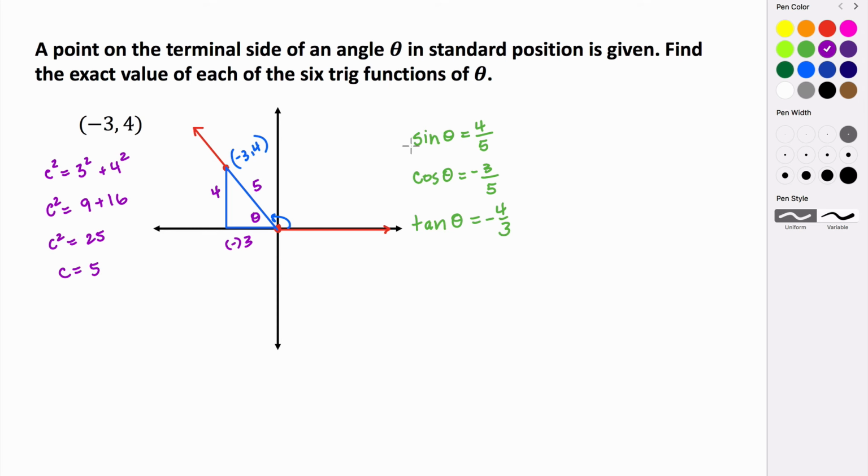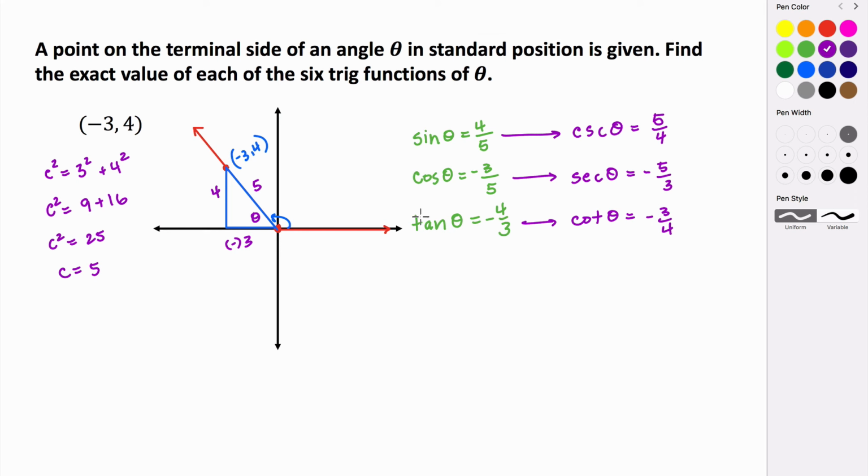And then we can use our sine, cosine, and tangent to find the reciprocal functions. So we have the cosecant of theta, which is the reciprocal of our sine. So just take the reciprocal there. So it's going to be 5/4. We will have the secant of theta, which is going to be the reciprocal of our cosine. So it's going to be negative 5/3. And then we have the cotangent of theta, which is the reciprocal of our tangent. So that's going to be negative 3/4.